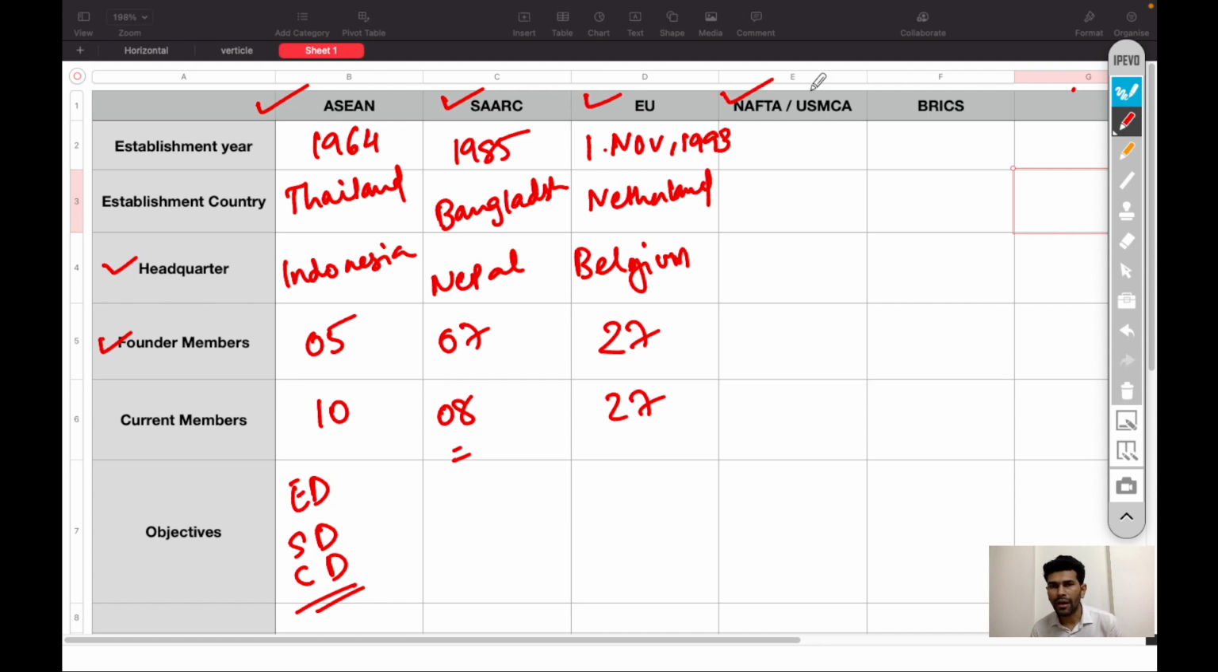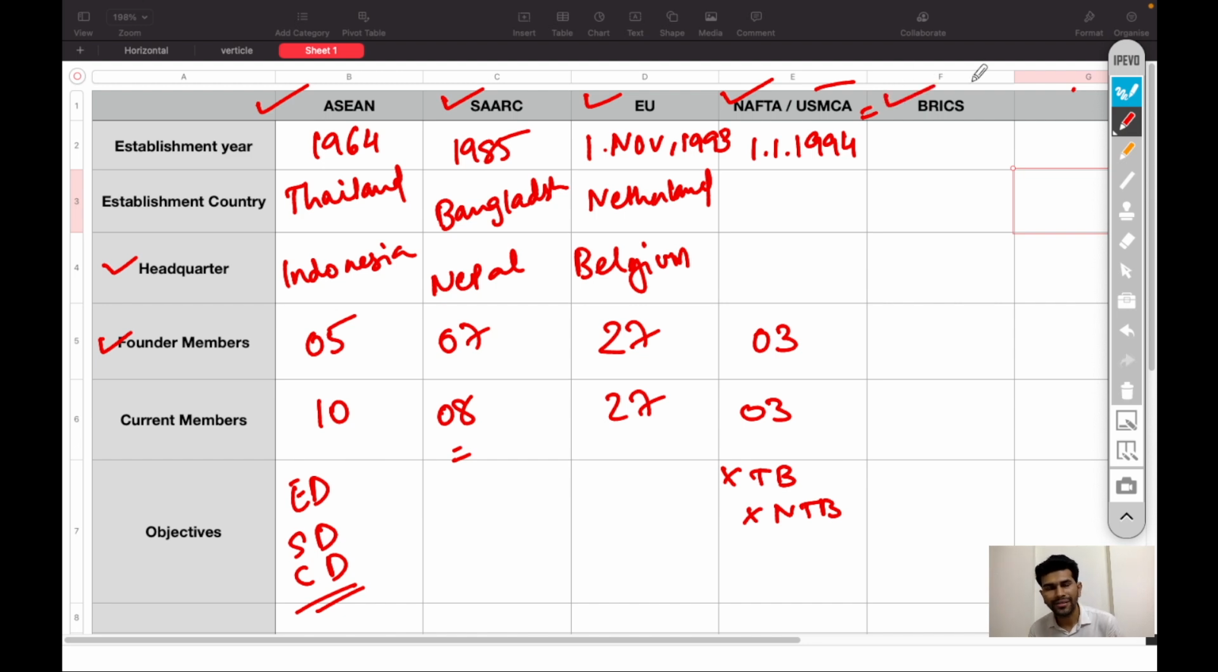Next is NAFTA. It was established on 1st January 1994 with Canada, Mexico, and United States as member countries. Still, it has three member countries. It has now become USMCA, United States, Mexico, and Canada. The objective is to remove tariff barriers and non-tariff barriers, and the name was changed in the year 2020.